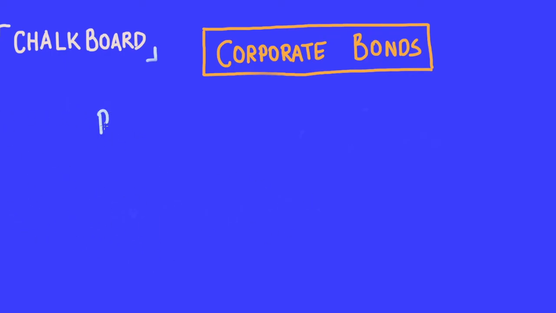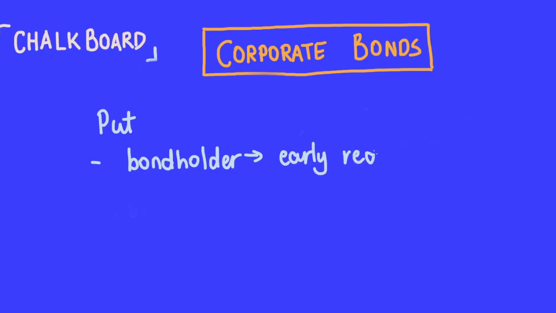Now, some bonds have something that's known as put provisions. What these are is quite simply they give whoever holds the bond the right to require the issuer to redeem early. So, on a set date or between specific dates, the bondholder has the right to require the issuer to redeem early.